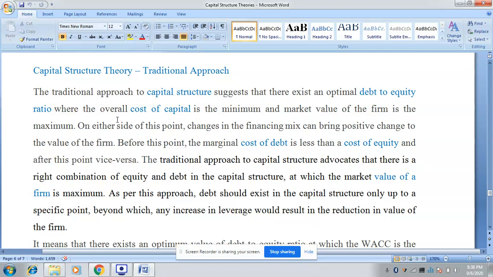The traditional approach to capital structure suggests that there exists an optimum debt to equity ratio. That is optimum debt equity mix. What is optimal debt equity mix? The debt equity mix which increases the market value of firm and decreases the cost of capital. Clear? When you say optimum debt to equity ratio or optimum capital structure, or optimum debt to equity proportion, what does it mean? Which means where the overall cost of capital is minimum, and the market value of the firm should be maximum.